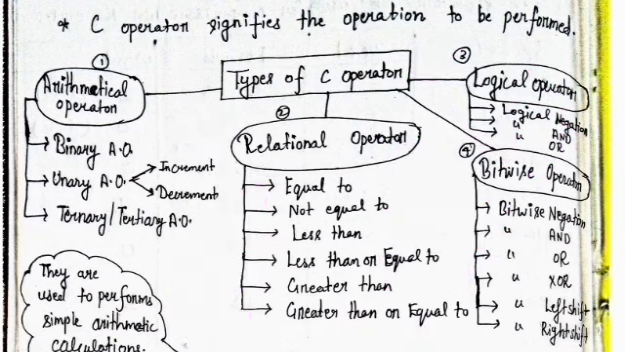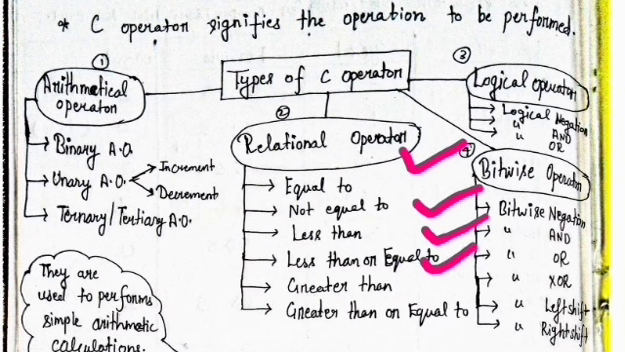Now in the case of the bitwise operator, there are various subparts. First is your bitwise negation, second is bitwise and, third is bitwise or, fourth is bitwise exclusive or XOR, fifth is bitwise left shift and sixth is bitwise right shift.